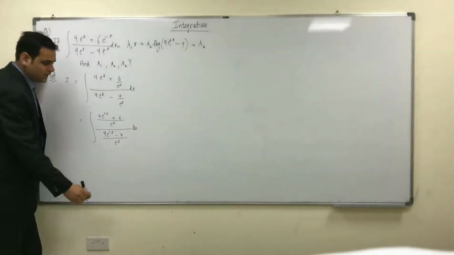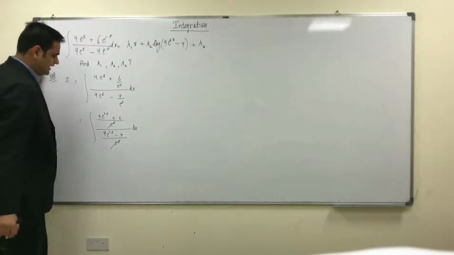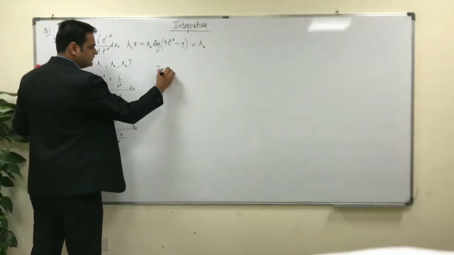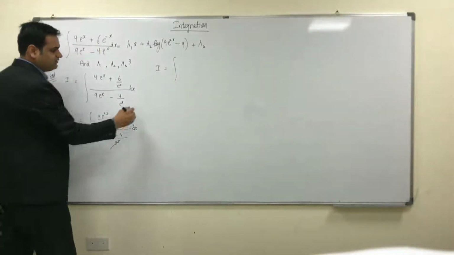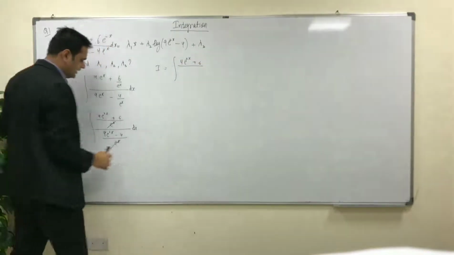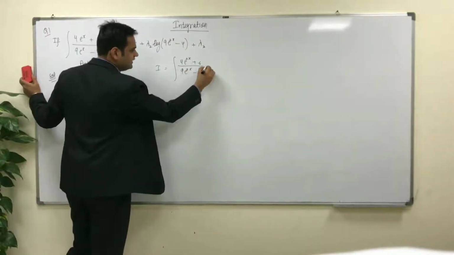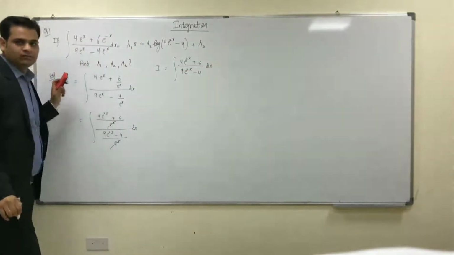Is it clear? Now what can happen? e to the power x will get cancelled out, and I will be left with nothing but 4 e to the power 2x plus 6 divided by 9 e to the power 2x minus 4 dx. I hope this is clear to you.